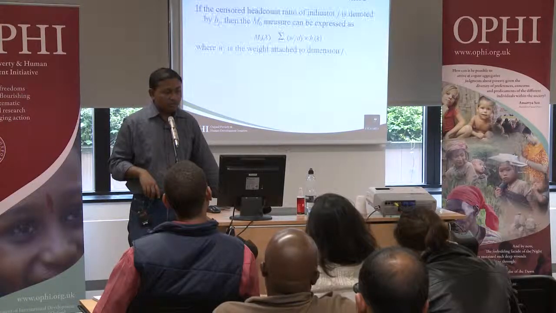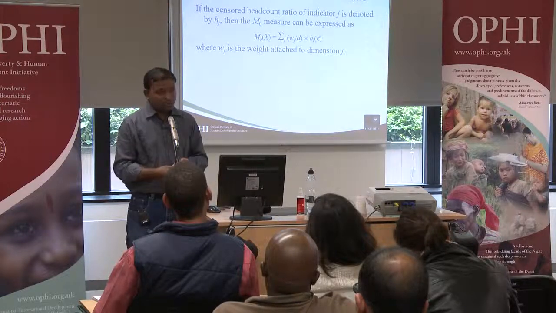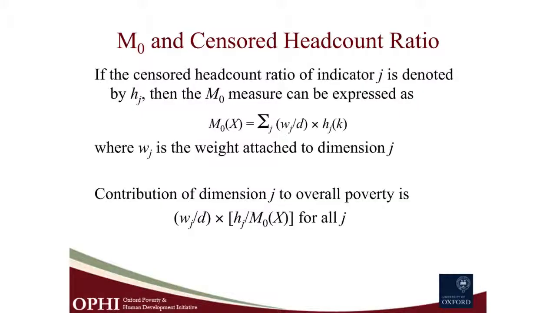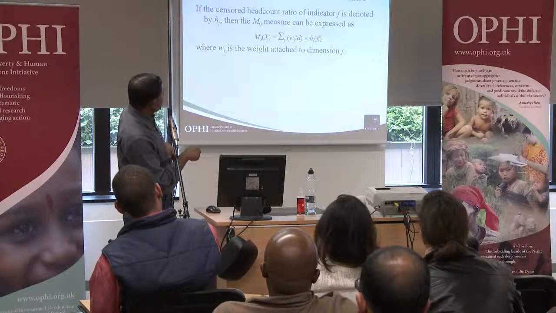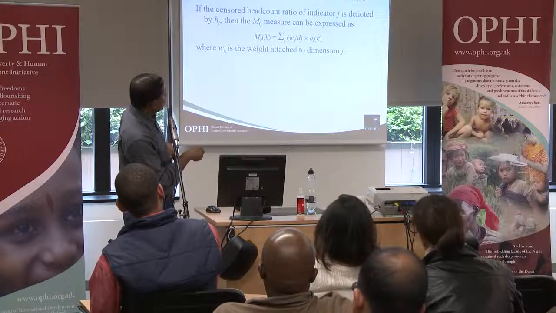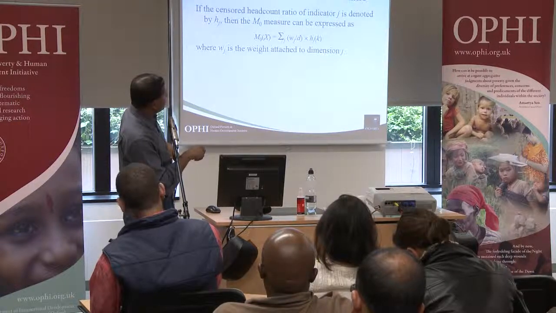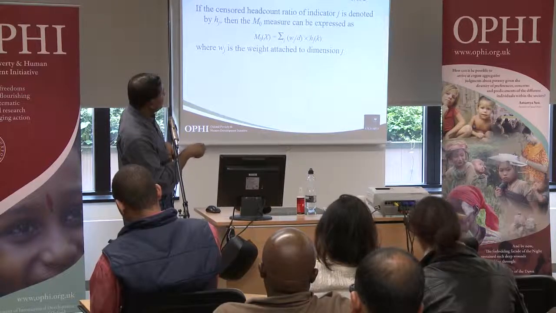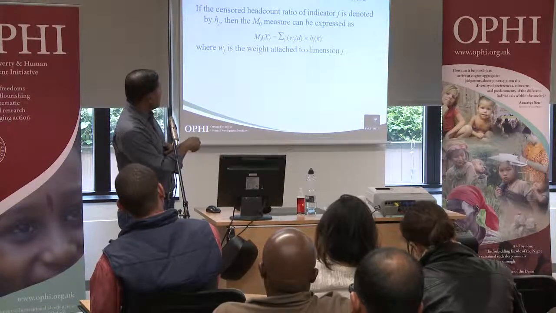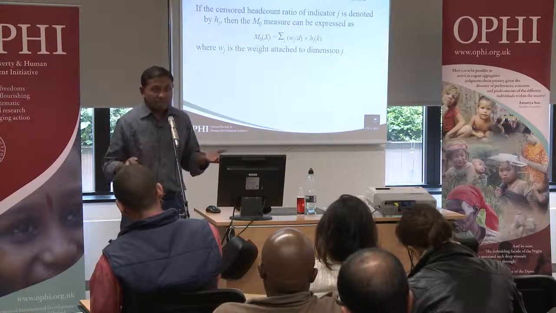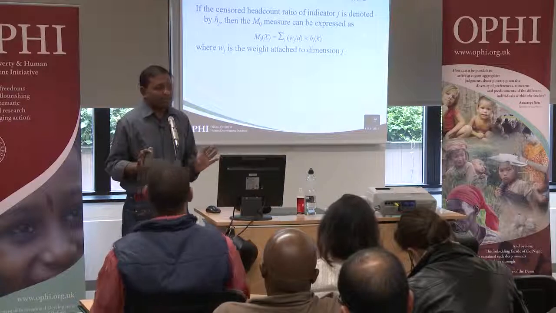M0 and the censored head count ratio. If the censored head count ratio of any dimension j is denoted by Hj, it should actually be Hj(k), so please read it as Hj and k in the bracket. Revise it. This Hj is just the uncensored head count ratio. Then M0 can be expressed as the sum over all d dimensions of the normalized weights, where you divide the weight by d, times the censored head count ratio. So after you have computed the censored head count ratios, you know the weights, and you can always check if they sum up to M0, as you had done in the assignment, another kind of check to make sure your results are okay.